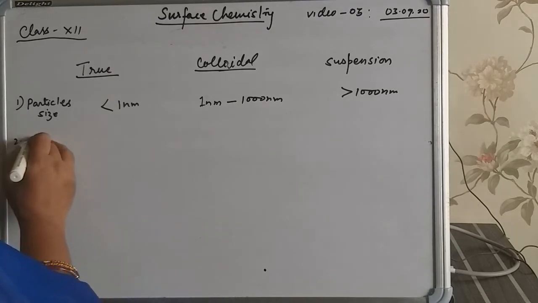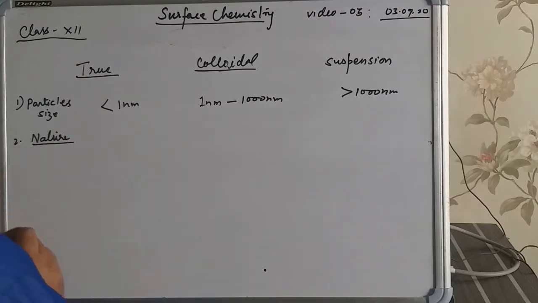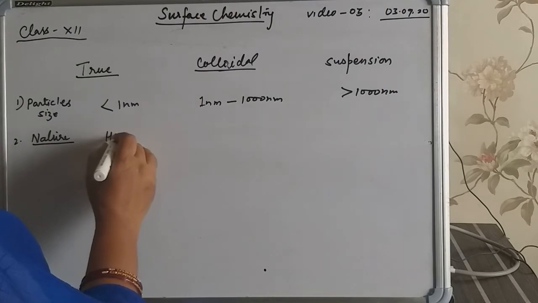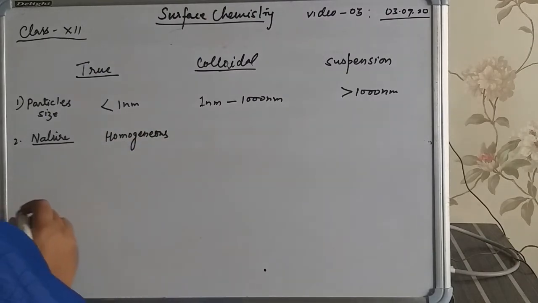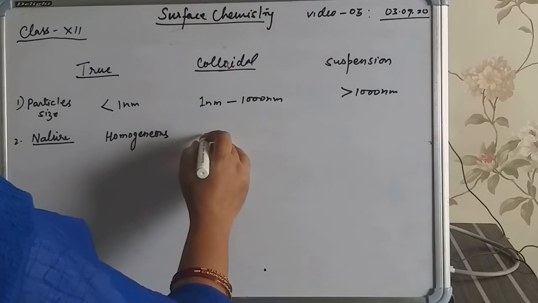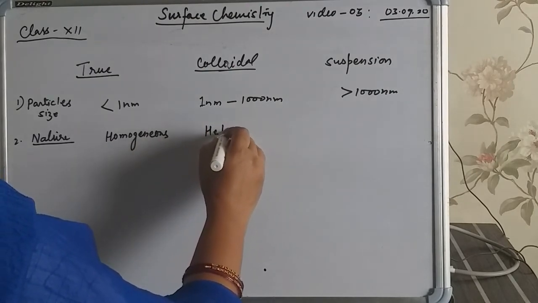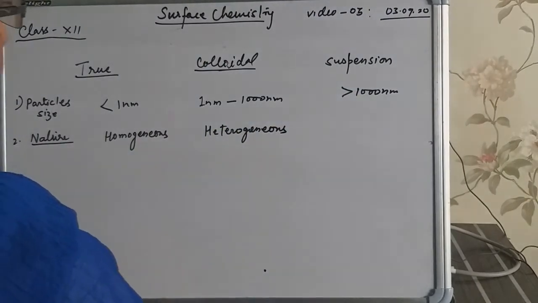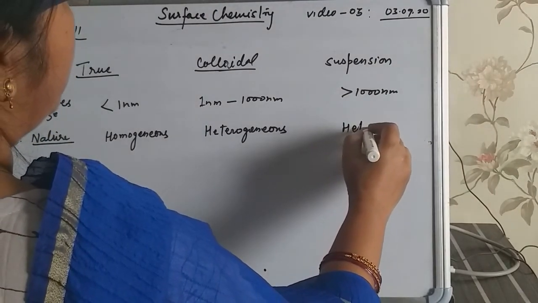Next discussion is on the basis of nature of the solution. True solution is homogeneous in nature. Colloidal solution, because the size of particle is very small, looks like a homogeneous, but actually it is heterogeneous in nature. Suspension is clearly heterogeneous in nature.